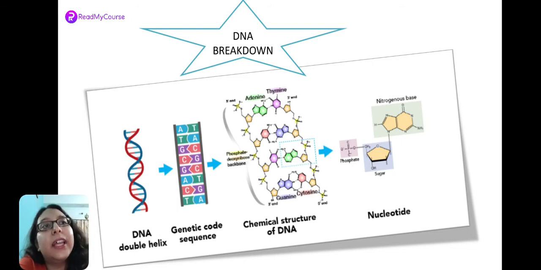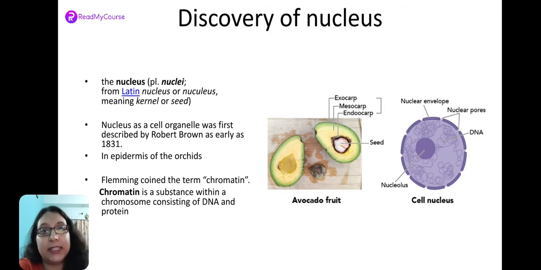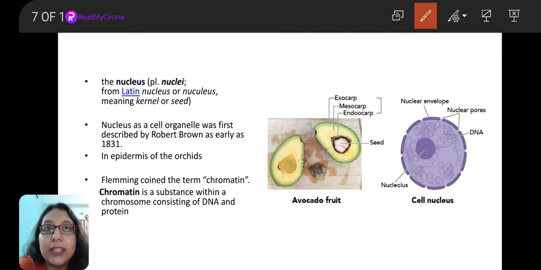So with that, we move on to the next slide. Yes, the discovery of nucleus. One thing we already know, that it was Robert Brown. Robert Hooke was different. This is Robert Brown. Robert Hooke had discovered the cell. Robert Brown had described for the first time the nucleus in 1831, and he had noticed this nucleus in the epidermis of orchids.